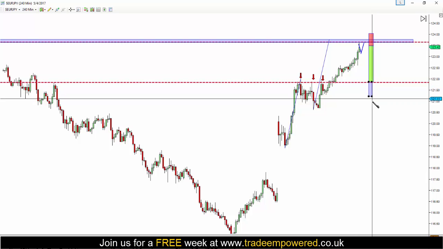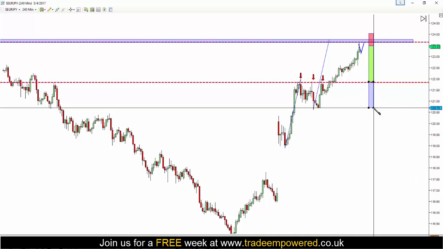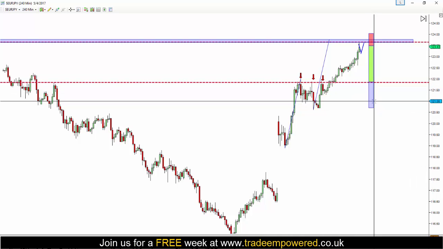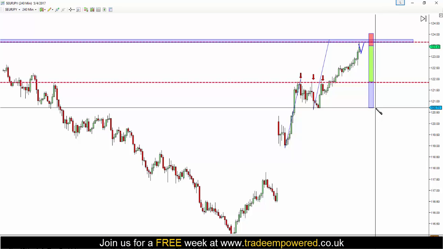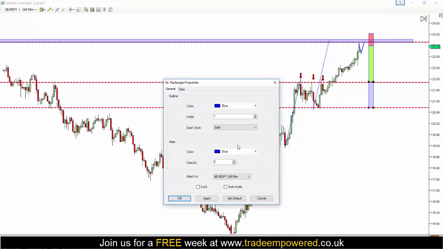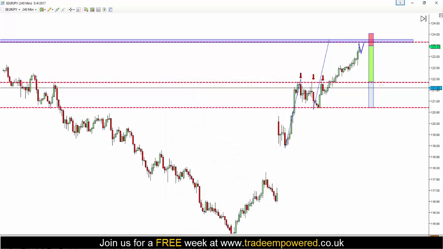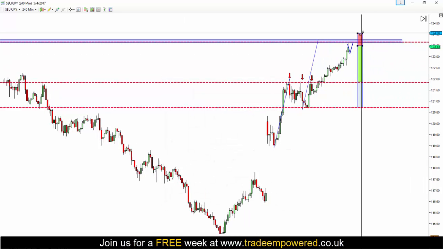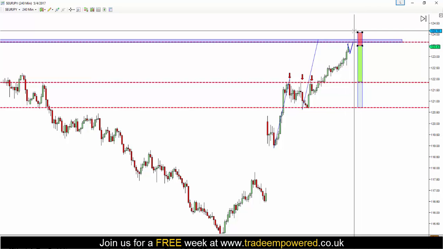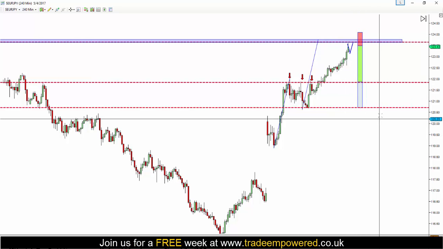If I was to shoot for target 2, I'll be looking at the next level of structure down here at 120.71, and I'll color that in dark green. Okay, so there's my targets, guys. We'll have to build out the ATR nearer the time, but you can see it's a very good risk reward trade.